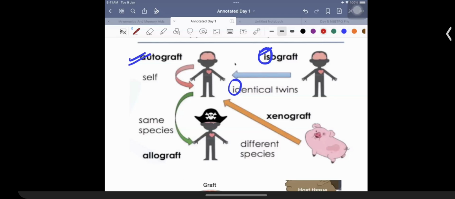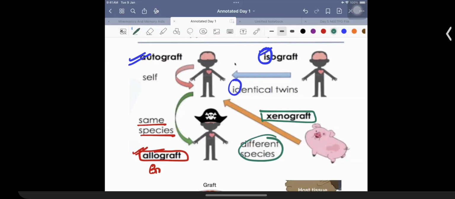If you are going to be taking a graft from an individual of the same species, this is the commonest type of transplant that is being done, particularly in case of a transplant like kidney transplant, liver transplant, cardiac transplant. These are examples of typically allografts. And if you're going to be taking a graft from a different species, say for example, cardiac valves, that is going to be an example of a xenograft.